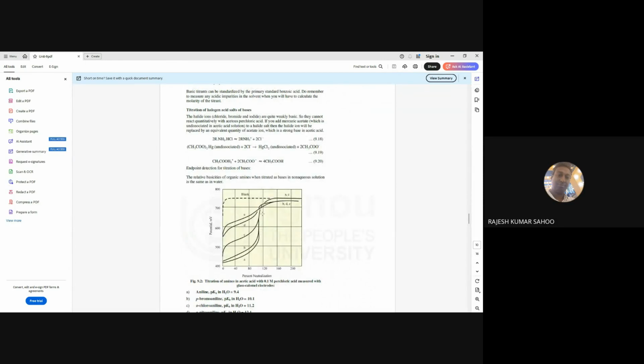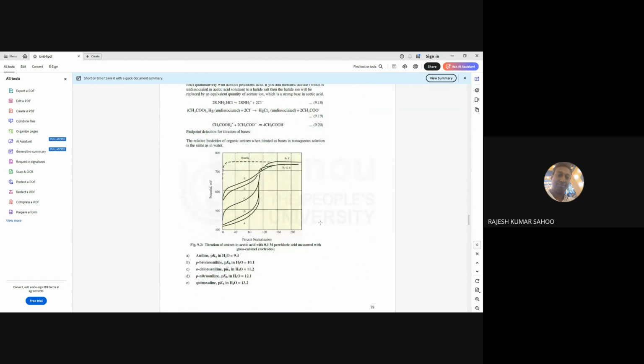These are the potentiometric curves. You can see potential on the y-axis and percentage utilization on the x-axis. You can see here the pKb value of aniline 9.4, para-bromoaniline. You can see ortho, para, these are the substituted anilines, and the pKb value is also increasing when they are substituted at ortho and para positions. This is due to inductive effect and resonance effect.